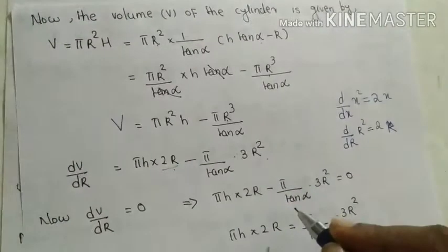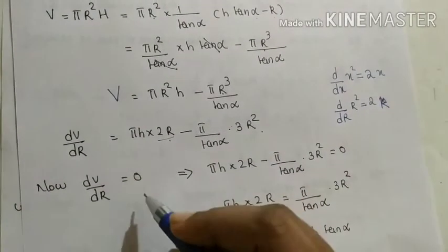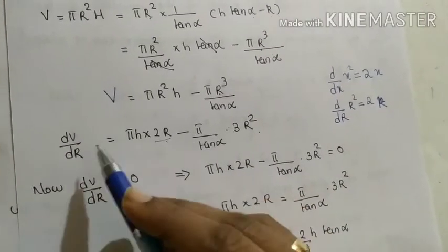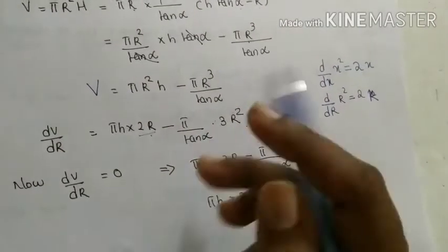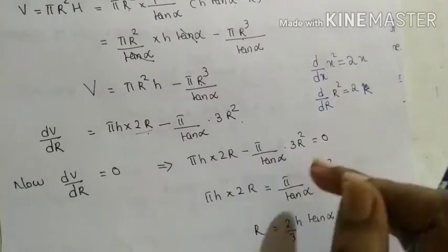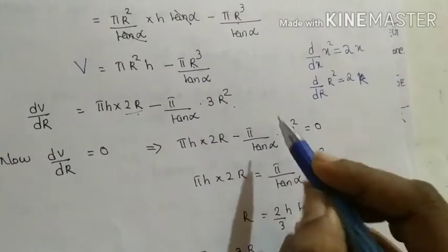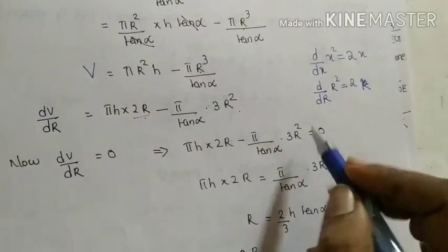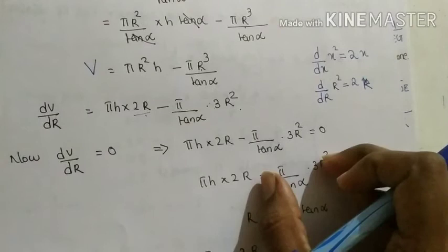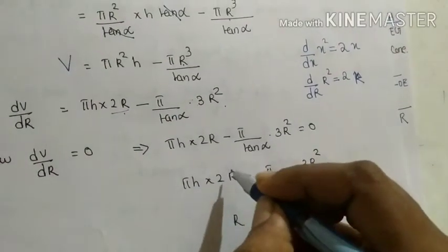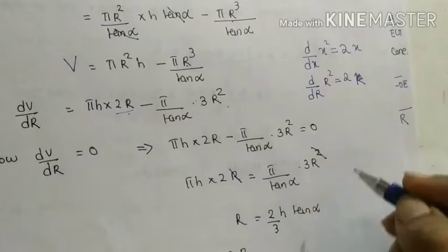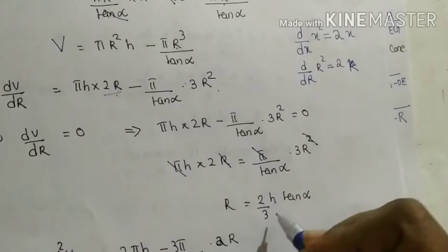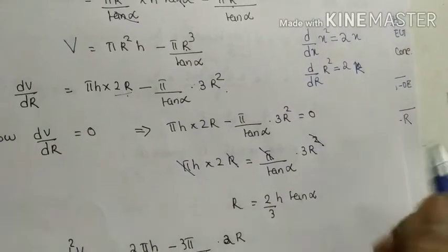Next, putting this derivative equal to 0, we need to find the critical point. So putting dV by dR equal to 0, and taking the minus pi by tan alpha into 3r square to the right-hand side, it becomes positive. Cancelling one r on both sides and the pi, we get capital R equal to 2 by 3 H tan alpha.